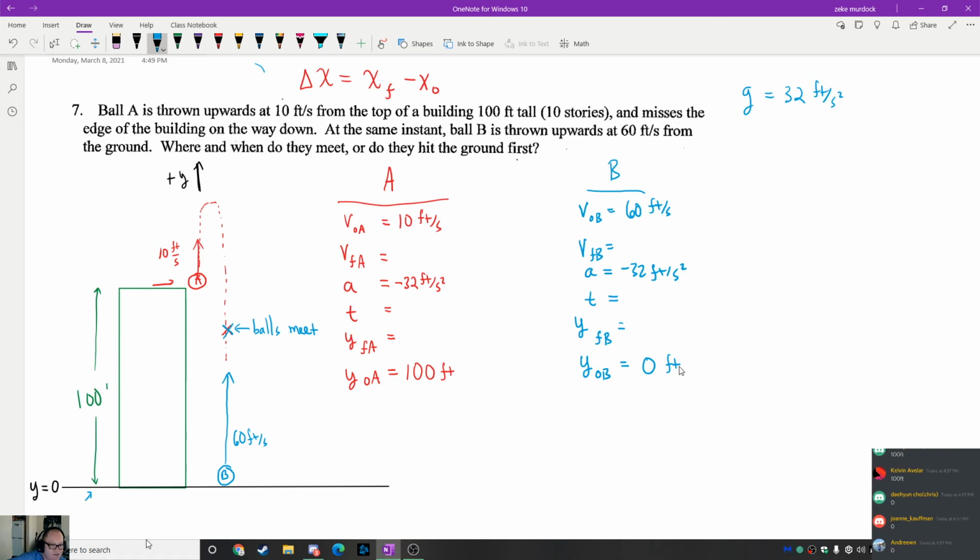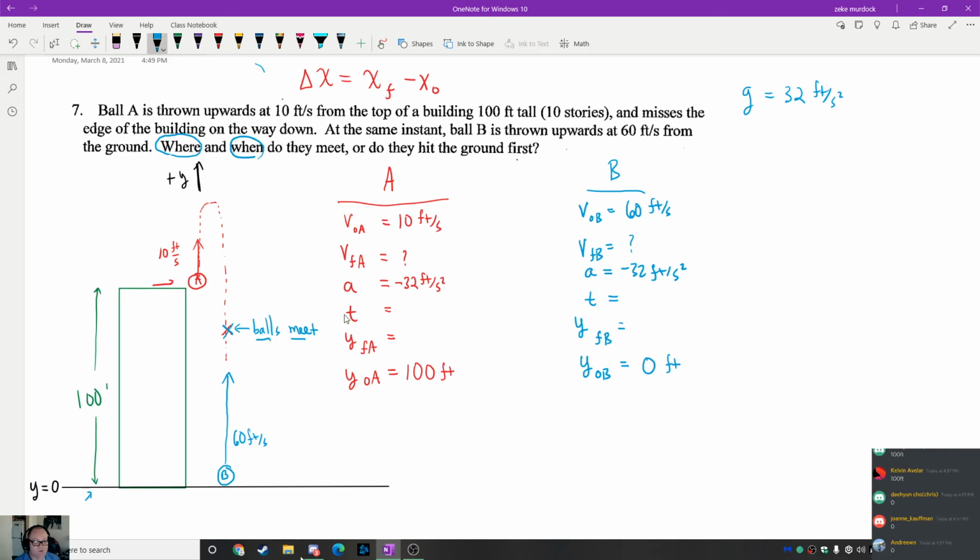Do we know the final velocities? We don't, right? We don't know what the final velocities are. The final point, by the way, is going to be when the balls meet. So we have no information about these. So I'll just put in here that this is a question mark. Do we know the time? We don't know the time. That's one of the things that we're trying to figure out, right? When do they meet? And where do they meet?